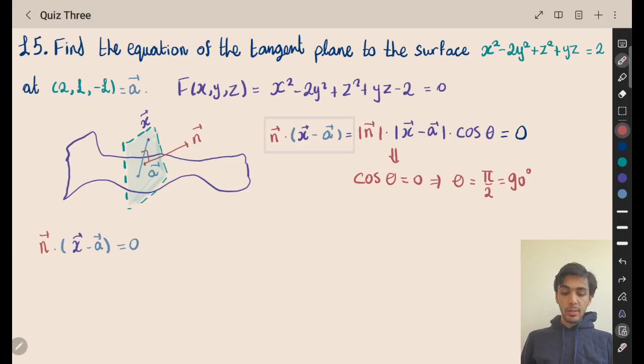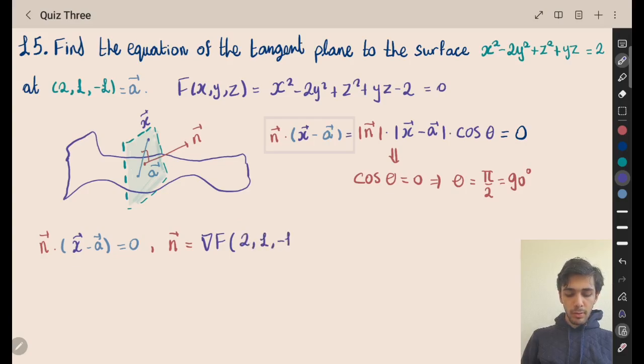And the answer is take the gradient. And not just the gradient, you take the gradient at the point A. So in other words, we want to take n to be the gradient of f at the vector A. The vector A, this means at (2, 1, -1). That's really what we're looking at.